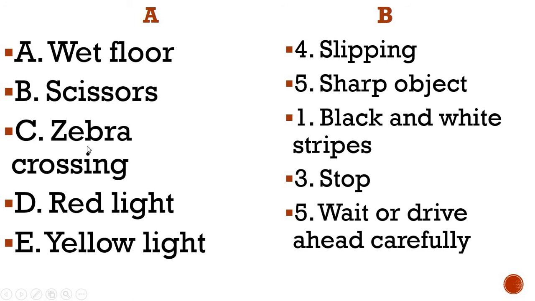Then comes zebra crossing. It is black and white stripes. That is why the name of it is zebra crossing, because zebra has black and white stripes on its body. It is an animal, right? Coming on to the red light. Red light obviously indicates to stop where you are, to stop your vehicle. It is the traffic light. Then comes the yellow light, which is again the traffic signal light, which indicates either you wait or drive ahead very carefully. So these are the matchings.